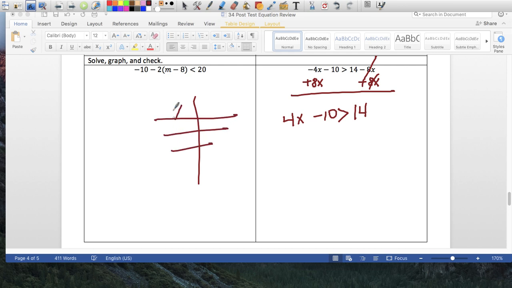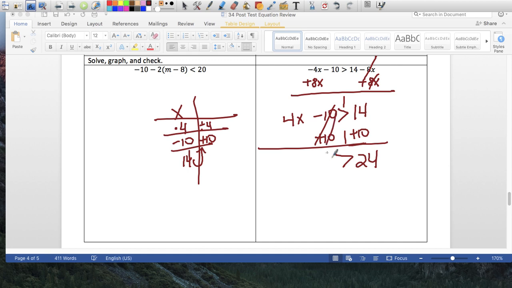The variable x is being multiplied by 4, then 10 is subtracted, and it is supposed to be greater than 14. Going backwards, we're going to do plus 10 first and then divide by 4. So let's do that. Plus 10, plus 10, in the middle, right? Greater than 14 plus 10 is 24. Negative 10 plus 10 is just 0, so we don't have to write it. And then 4x comes down.